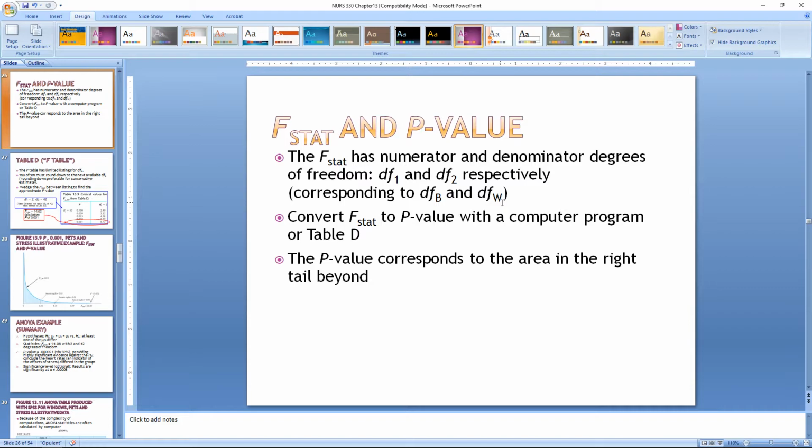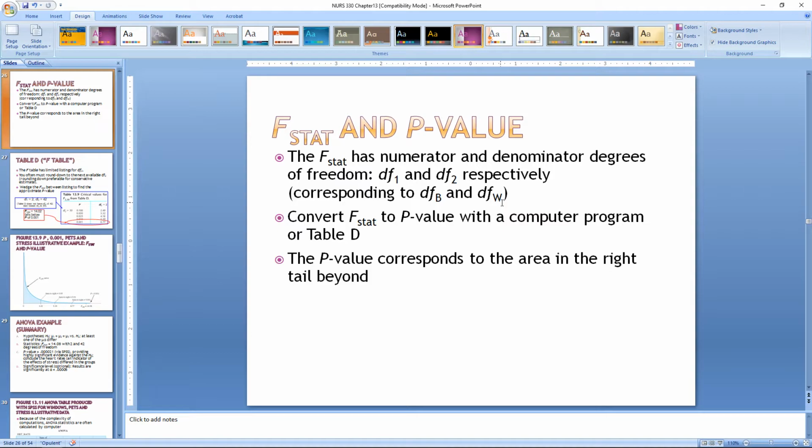One way to remember this is alphabetical order. B comes before W in the alphabet, and you're always going to correspond the degrees of freedom 1, degrees of freedom 2 respectively as degrees of freedom between and then degrees of freedom within. So if you see degrees of freedom, a number for 1 and then a number for 2, it's always between then within when it comes to the F stat. You're going to convert the F stat to a p-value with a computer program or table D. Remember, we can convert with a computer program and get a very accurate number.